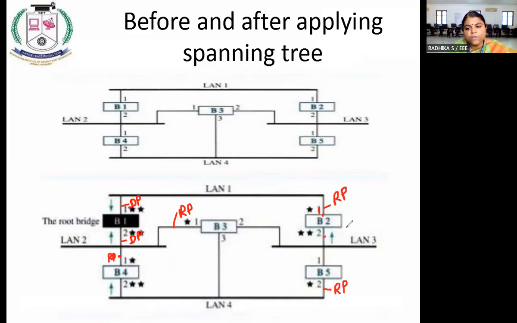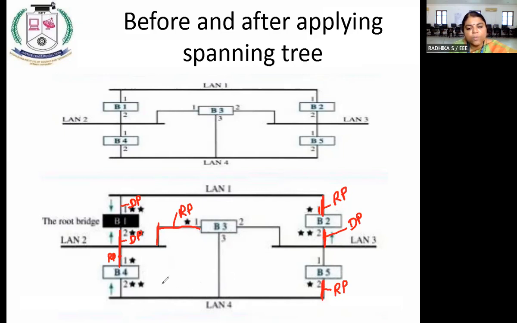So I am taking this bridge or this port as the designated port. This is there, this is there, this is also there, this is also there, this is there, this is also there. And again, we have this bottommost LAN, so we have LAN 4. LAN 4 can be connected to the root bridge through bridge B4, through bridge B3, and through bridge B5.